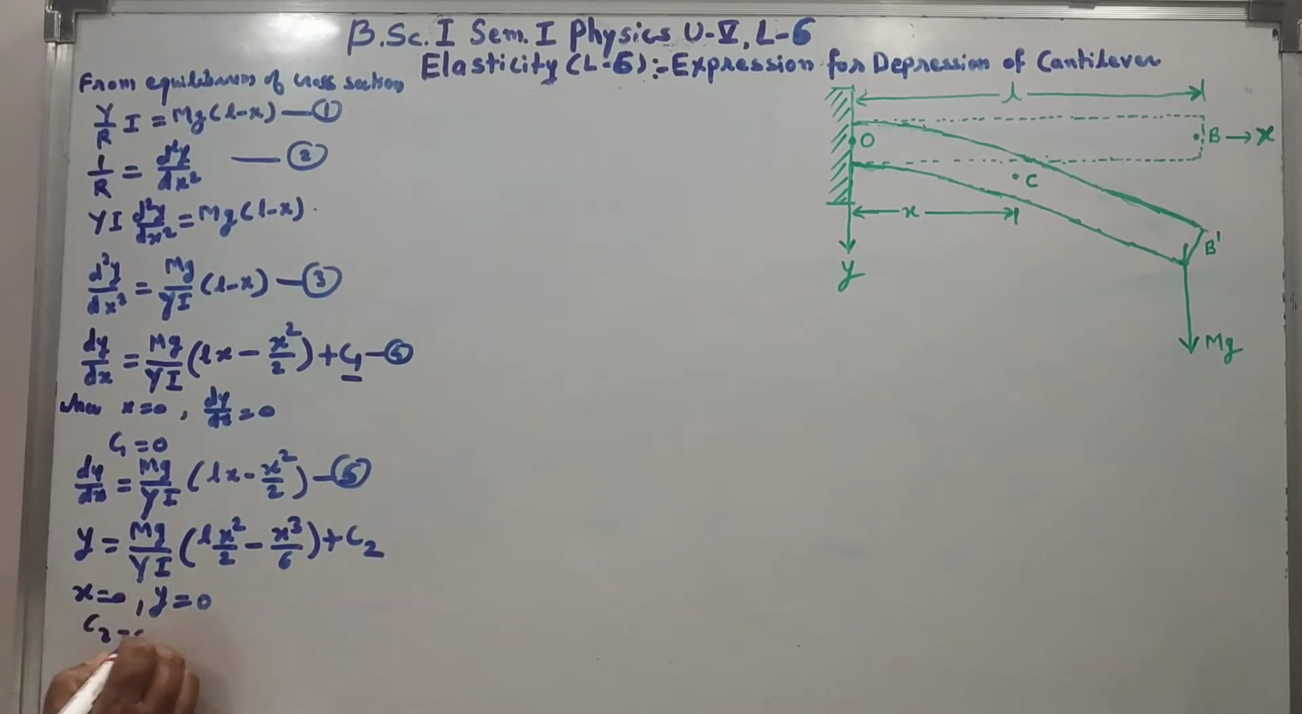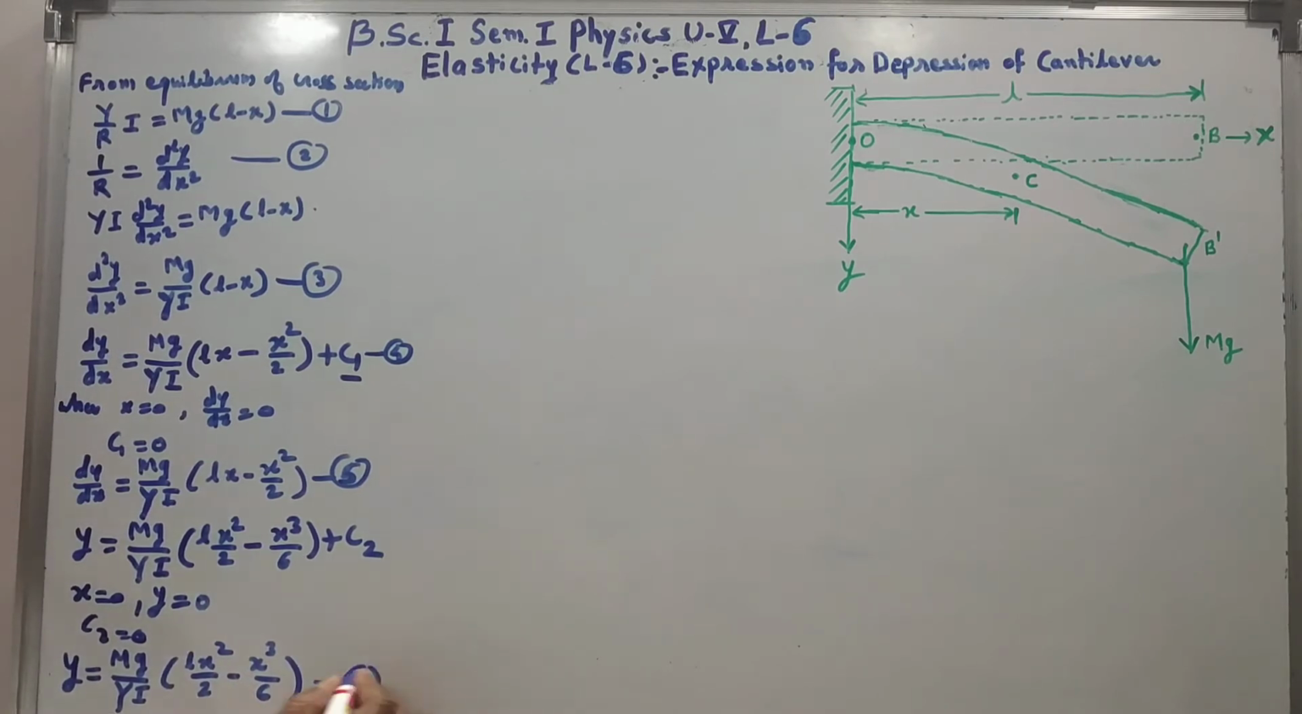Putting x equal to 0 and y equal to 0 in this equation, we get C2 equal to 0, and therefore we got the expression for y as Mg upon YI into (Lx square by 2 minus x cube by 6). This is equation number 6.